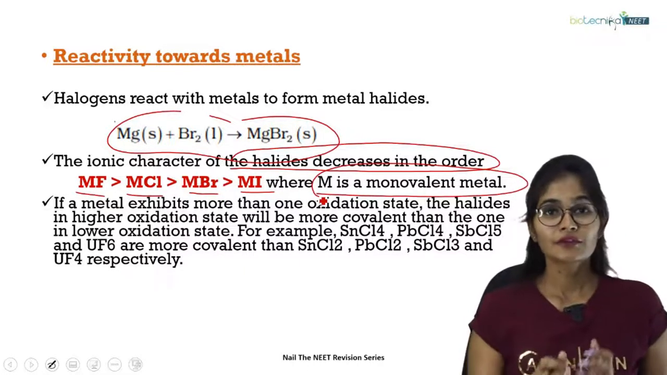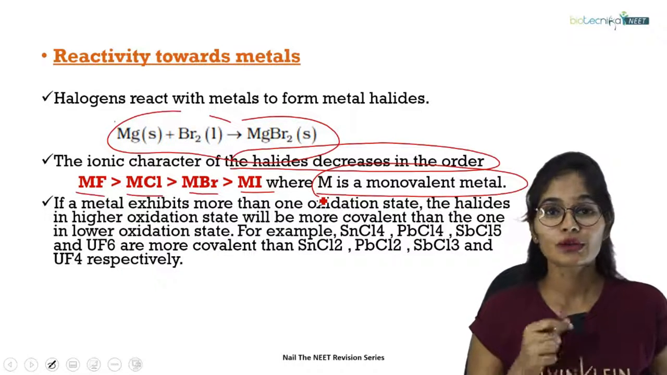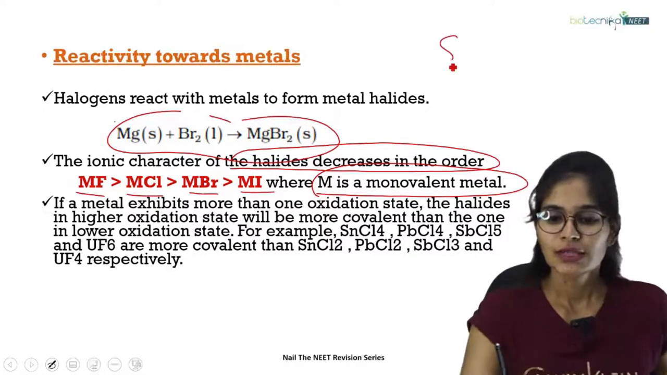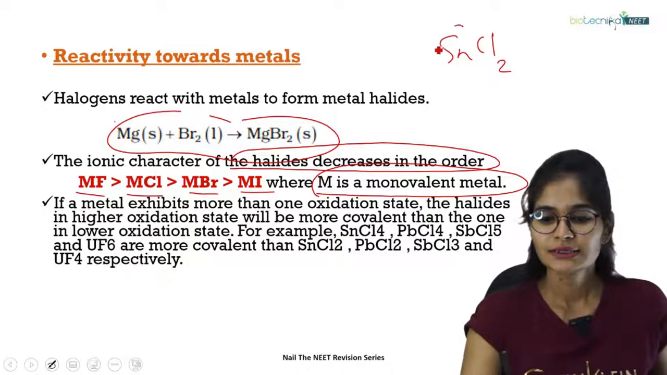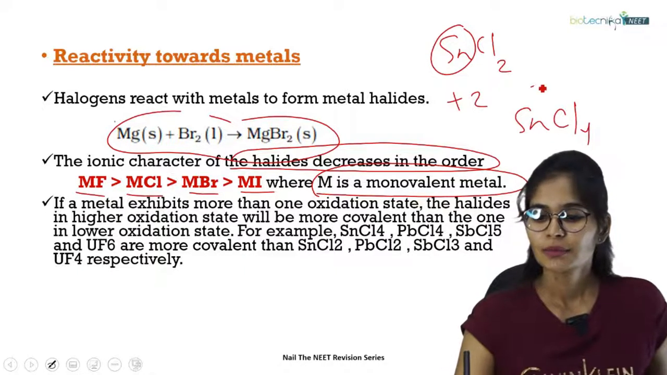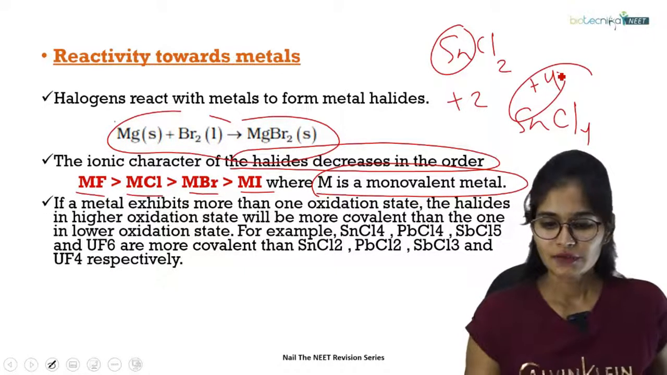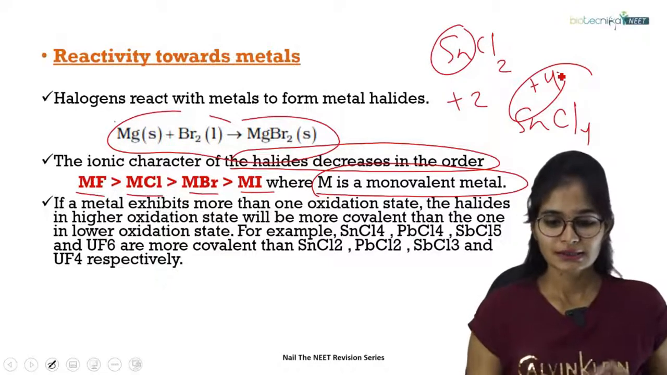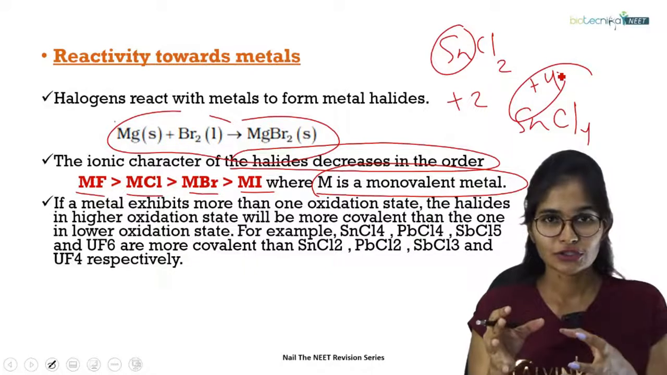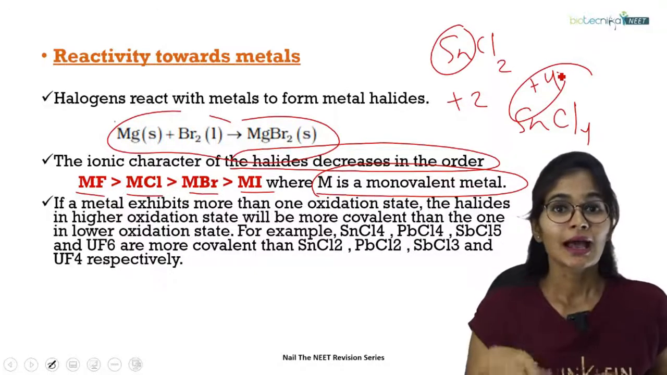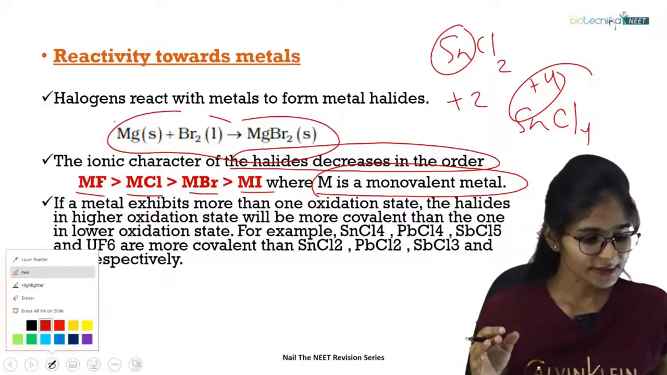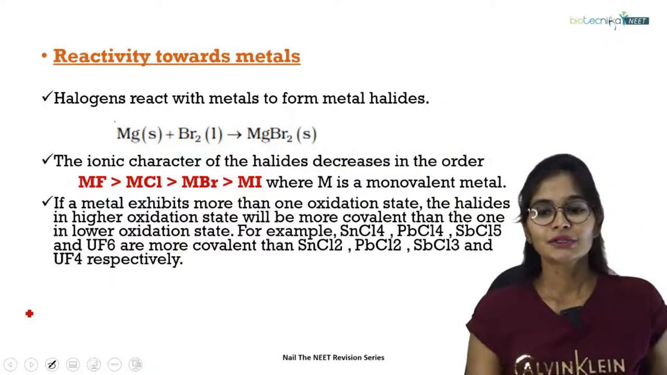If a metal exhibits more than one oxidation state, like SnCl2 and SnCl4: in SnCl2, tin is in the +2 oxidation state, but in SnCl4, tin is in the +4 oxidation state. Whenever the metal oxidation state increases, the tin-halogen bond will be more covalent. That is what we can say with respect to the reactivity towards metals.